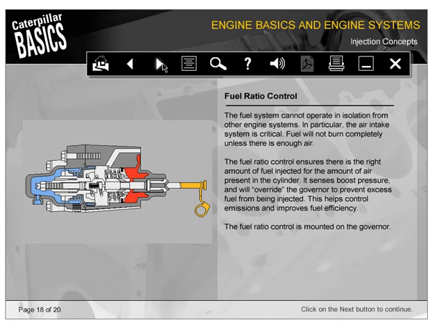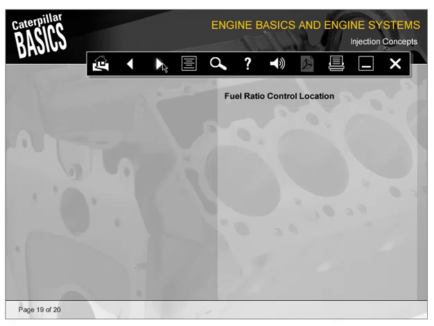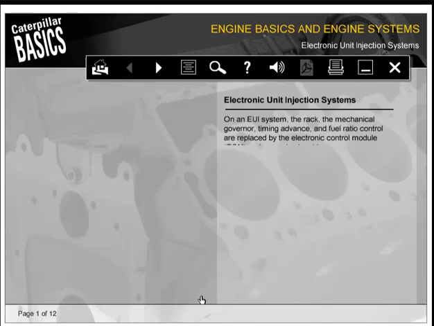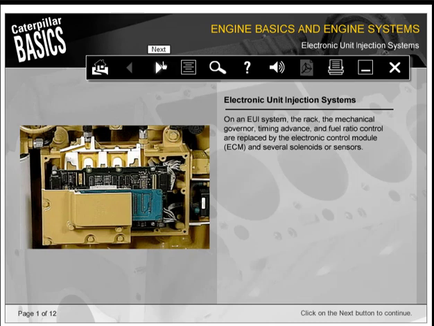The fuel ratio control is mounted on the governor. On an electronic unit injection system, the rack, the mechanical governor, timing advance, and fuel ratio control are replaced by the electronic control module, ECM, and several solenoids or sensors.